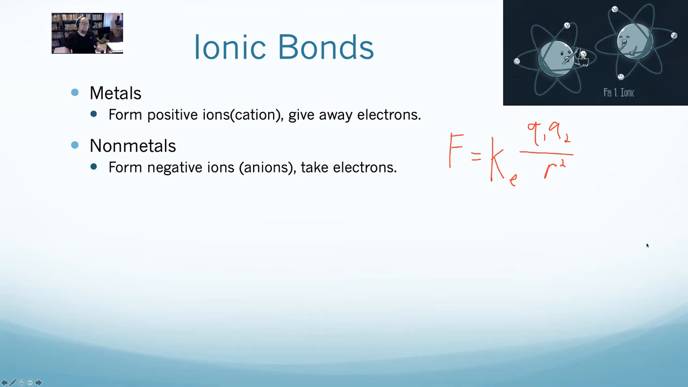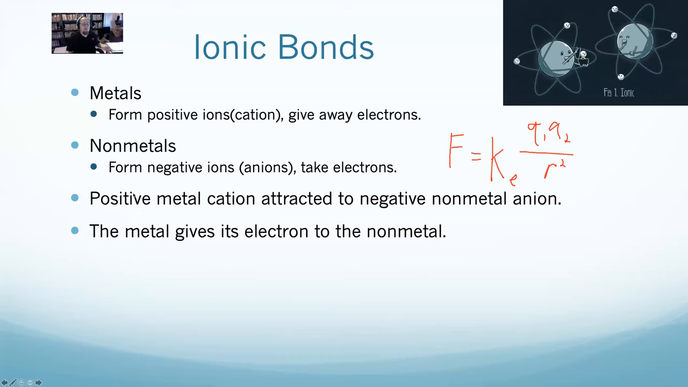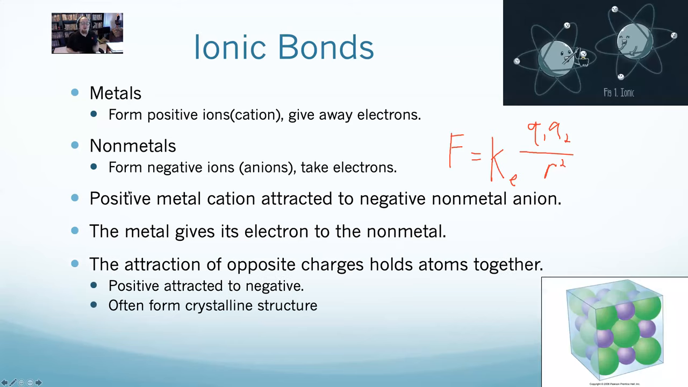And I said, if you have a positive particle and a negative particle, they'll attract. So what happens when the metal ionizes, which causes the nonmetal to ionize? You have a positive charged particle and a negative charged particle, and a force will pull them together. That is the ionic bond. An ionic bond is anytime a metal gives an electron to a nonmetal, and the Coulomb interaction causes this bond.